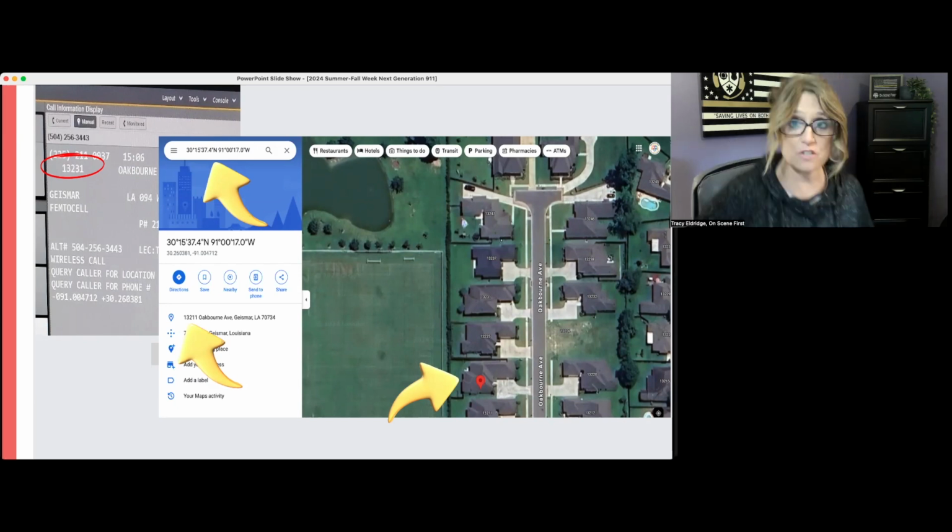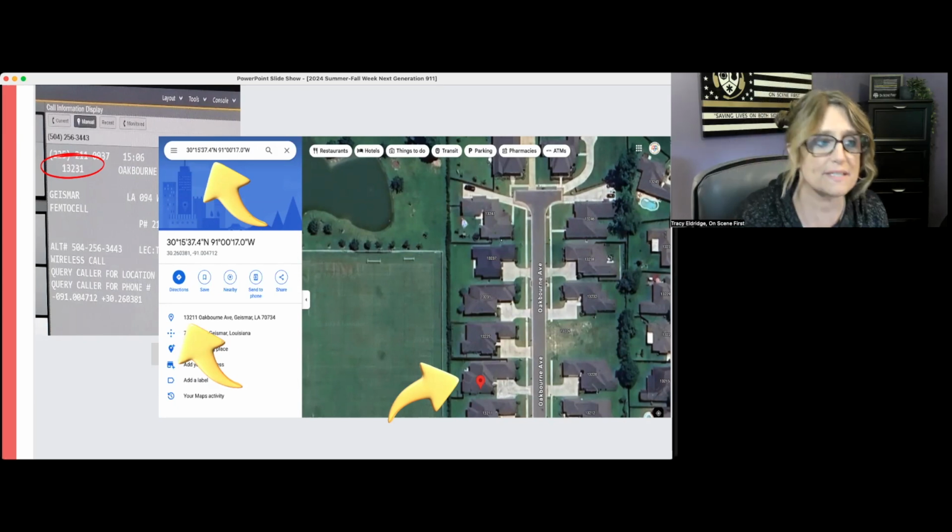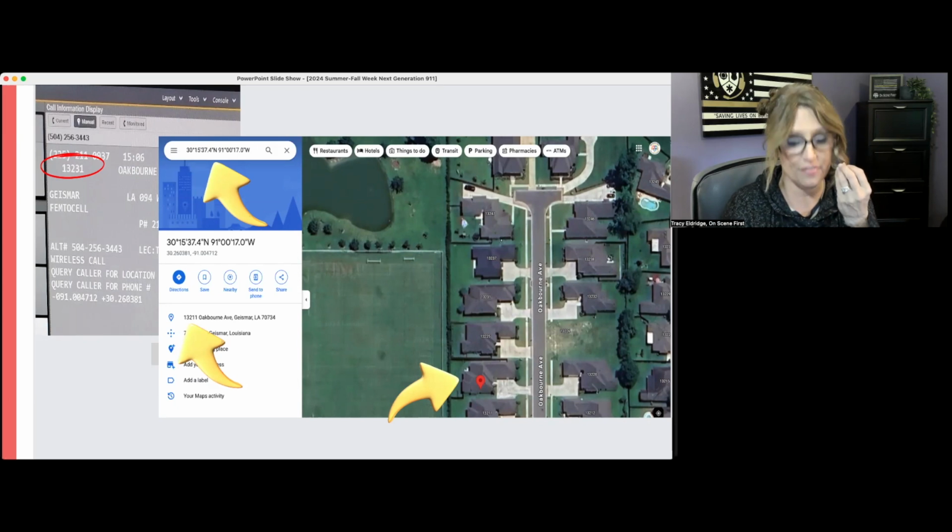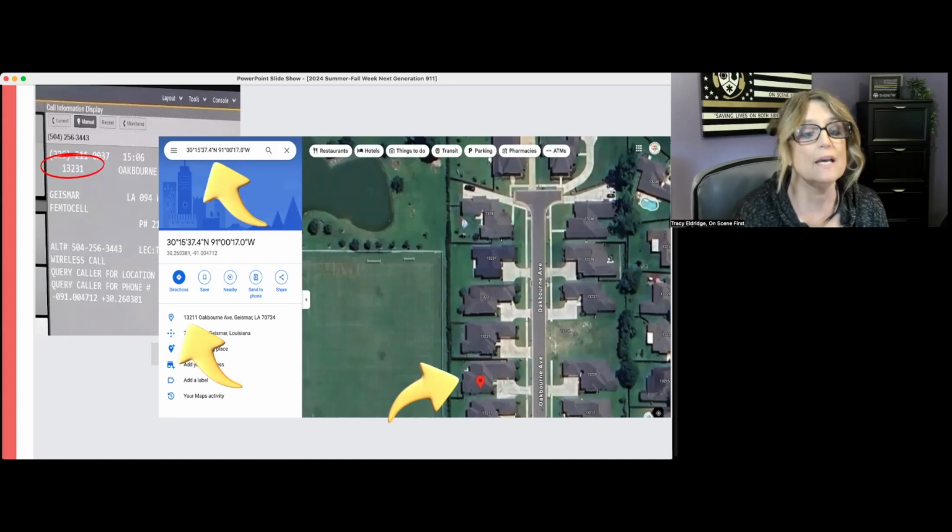But the problem is there really isn't a way to know which address is the actual address of the call. And so when we are still talking about some address discrepancies, this is why we like software like the RapidSOS portal, because that location is coming from the operating system on the device, and you're pretty consistently going to get a valid location. But in this case, I want you to see what happened. So this address right here, 13231 Oakbourne, is right here. 13231 Oakbourne.